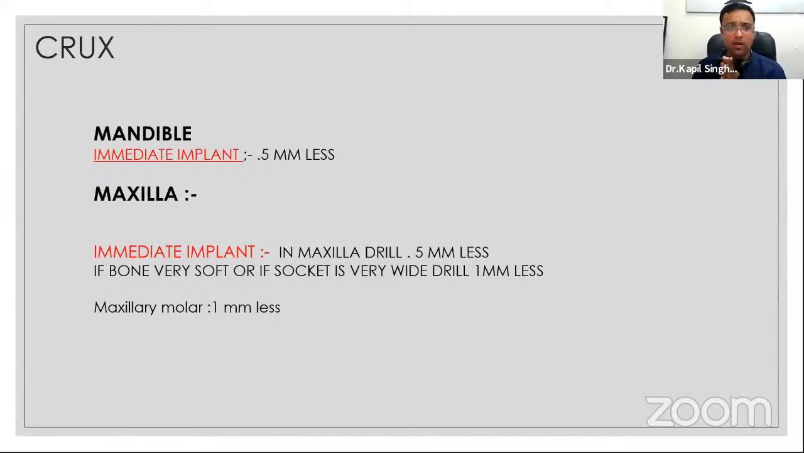Okay, and for immediate implants in the mandible, I drill 0.5 mm less, and in the maxilla I drill 0.5 mm less. But if the bone is very soft and the socket is quite wide, I sometimes drill 1 mm less. For a maxillary molar immediate implant, I always drill at least 1 mm less.